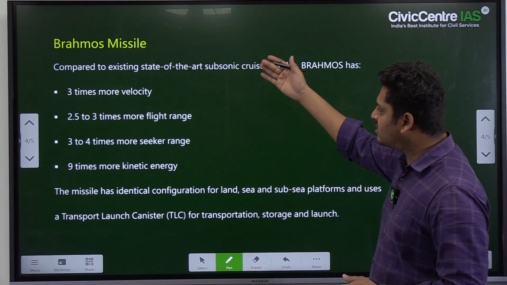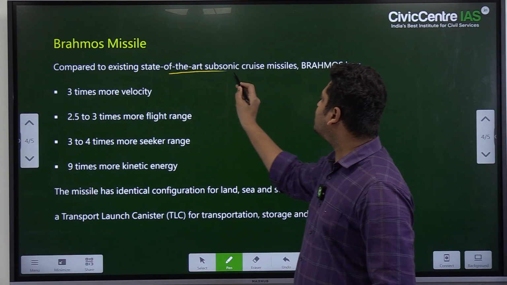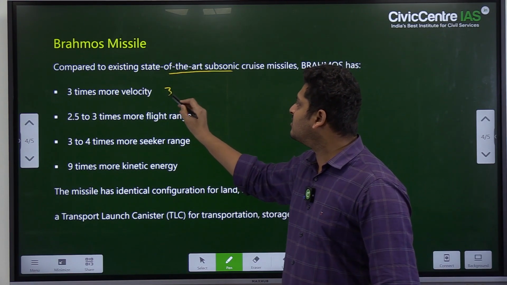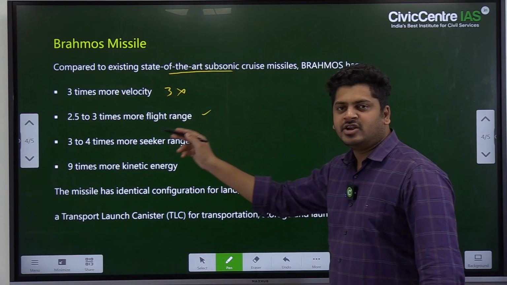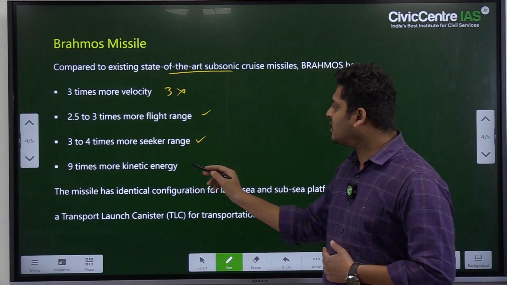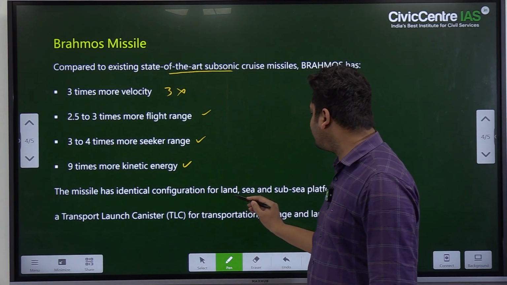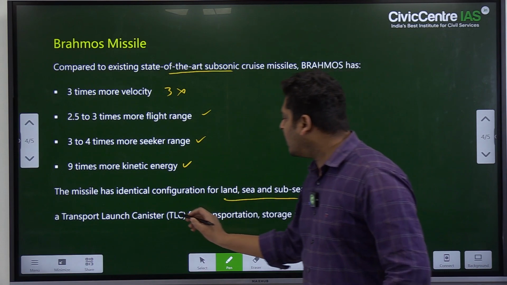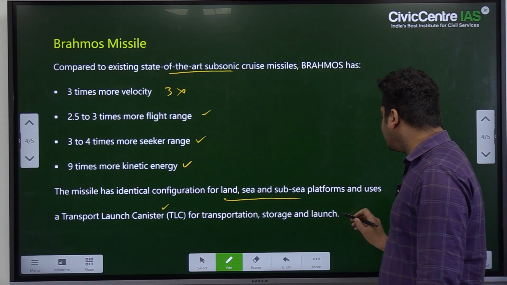Now talking about some of the features, compared to the existing subsonic cruise missiles, the BrahMos has at least 3 times more velocity, 2.5 to 3 times more flight range, 3 to 4 times more seeker range, and 9 times more kinetic energy. Now you can see how powerful this missile is. The missile has identical configuration for all the 3 land, sea and subsea platforms and uses a transport launch canister, in short called the TLC, for the transportation, storage and launch.